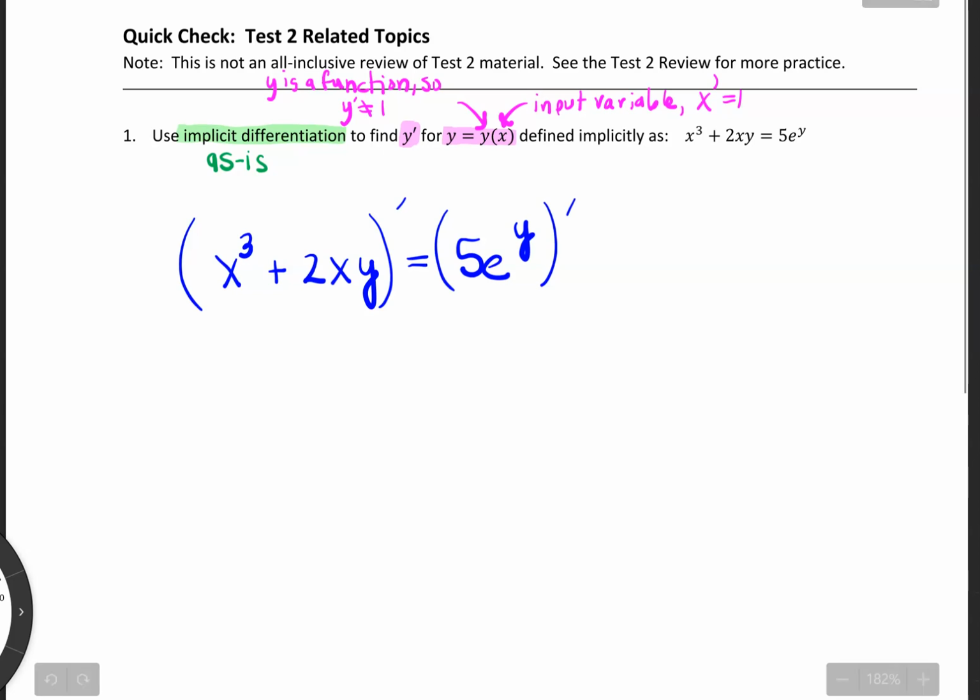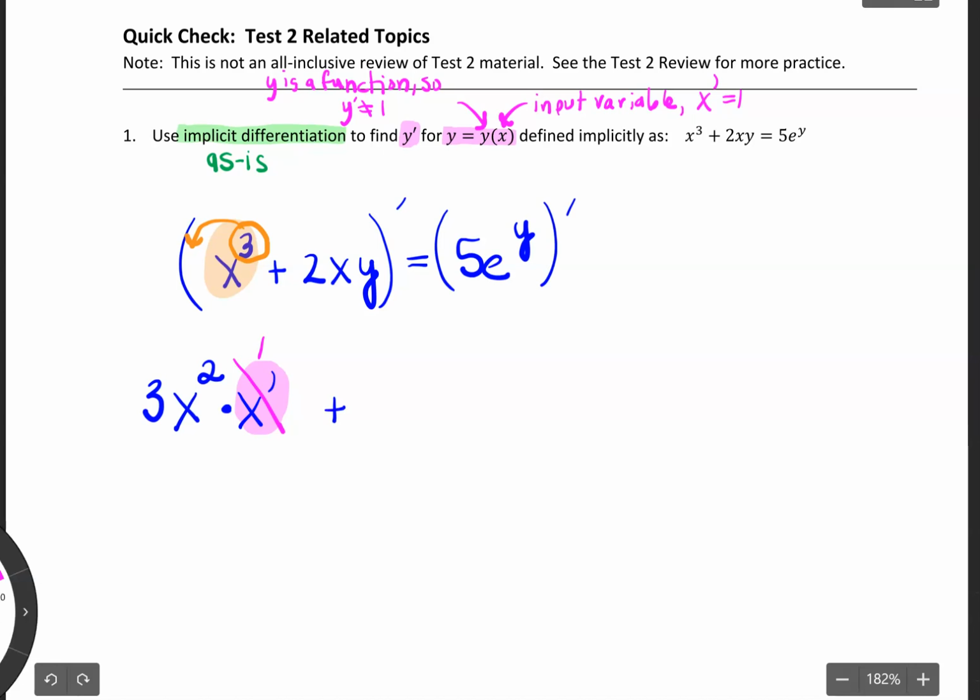Okay, so let's take the derivative of each of these terms. Let's start with x cubed. I'm going to do my power rule. So I'll bring my 3 down to the front. I'll rewrite the base, decrease the exponent by 1, and then tack on the derivative of the base. But in this case, that x is a plain variable, so the derivative of x is just going to be 1. Now moving on to the next term. The next term is interesting here. It has a 2x side by side multiplying with a y. So we're going to need to use product rule when we take this derivative.